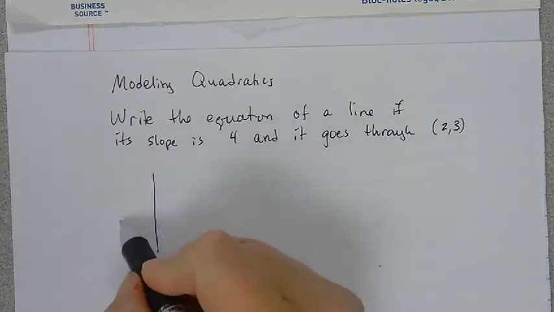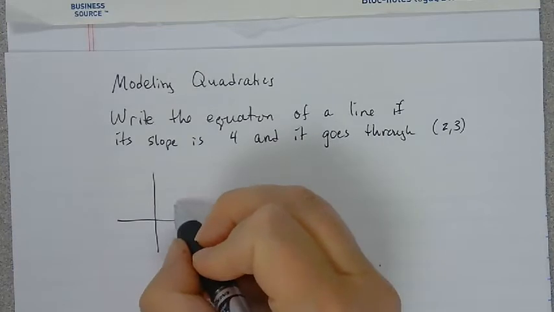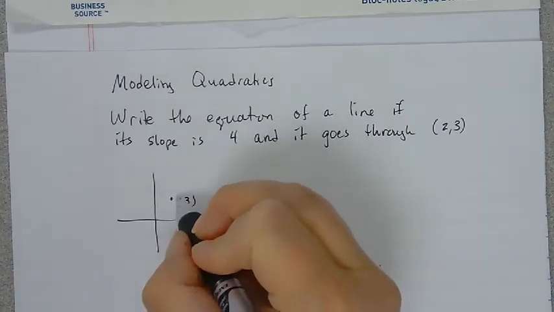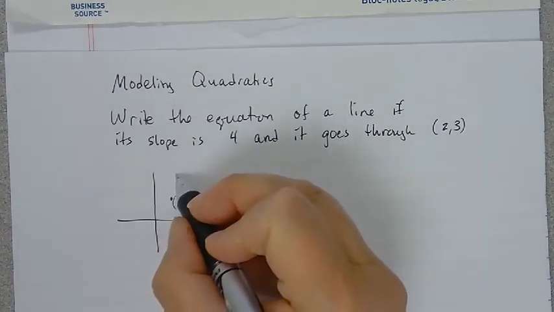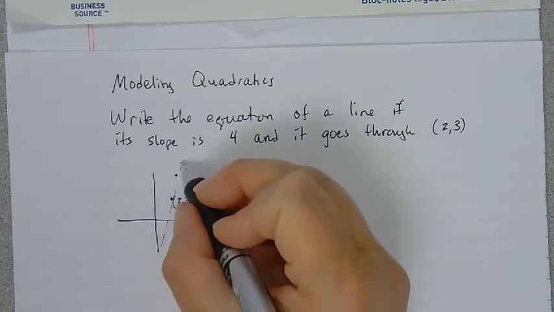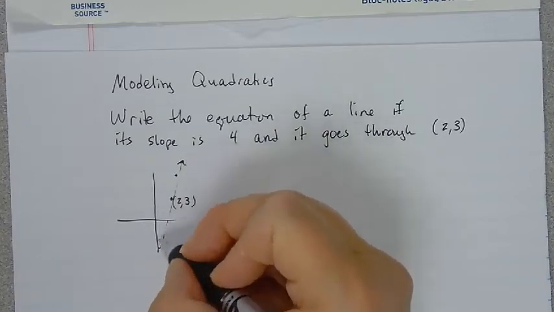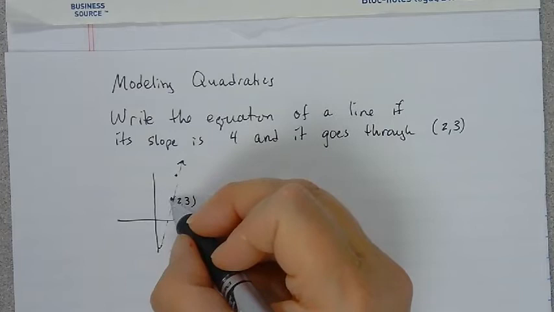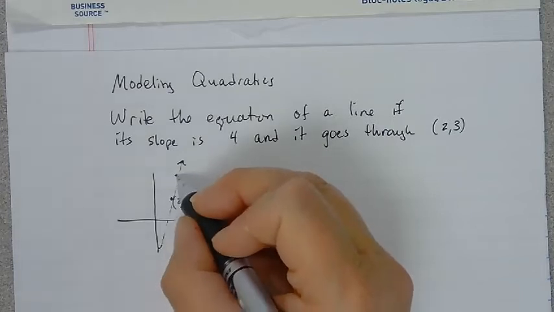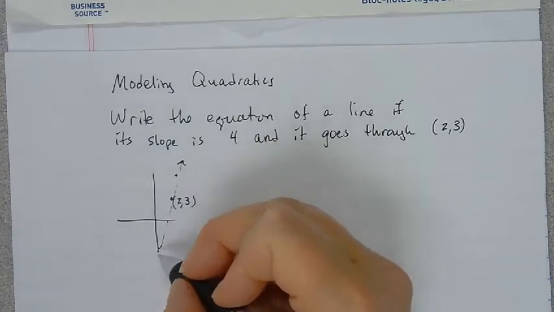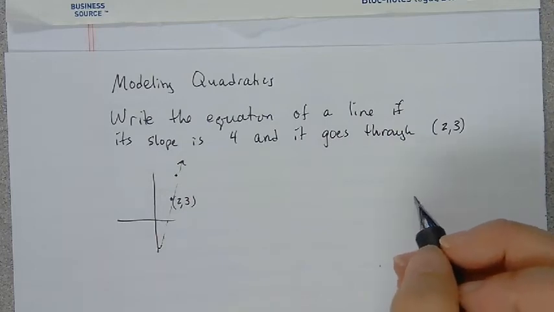So here's what I'm talking about. I've got a point at 2, 3, and this point has a slope of 4 over 1. So I'm wanting to write the equation that belongs to this line. There's lots of points on this line. 2, 3 just happens to be one of them, but there's lots of other points. And we can find all those other points by writing an equation.